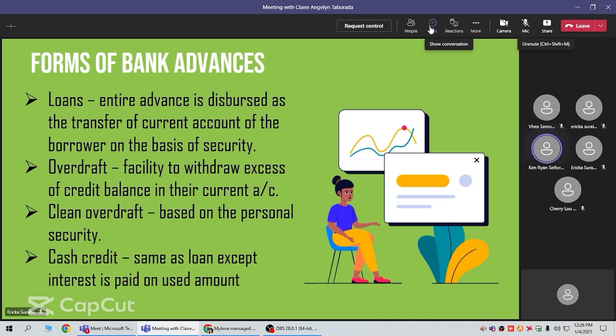An overdraft simply means a line of credit that covers your transactions if your bank account drops to zero. So we have here the clean overdraft, which is based on a personal security. So cash credit is the same as a loan, except interest is paid on the used amount.